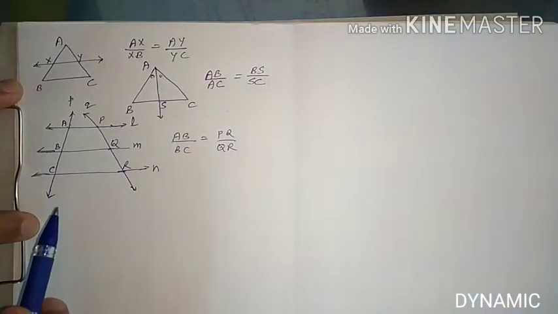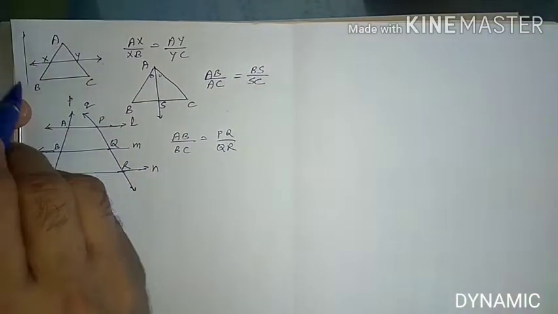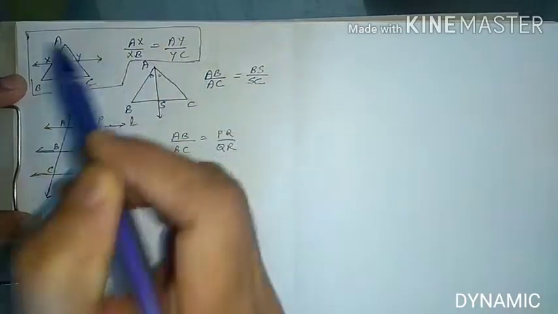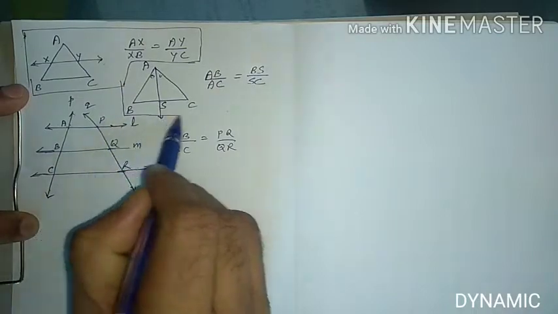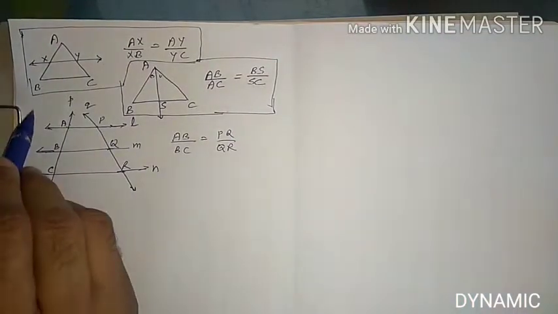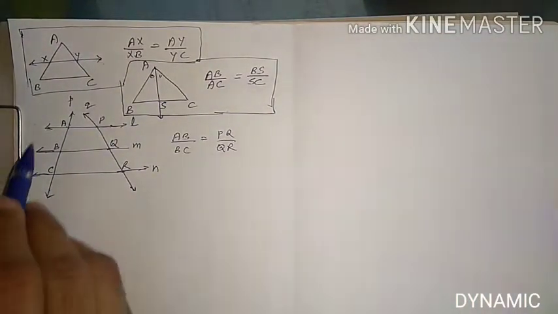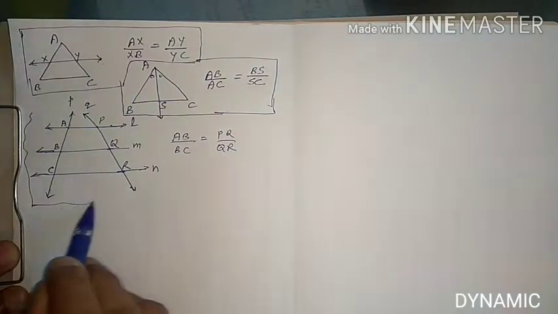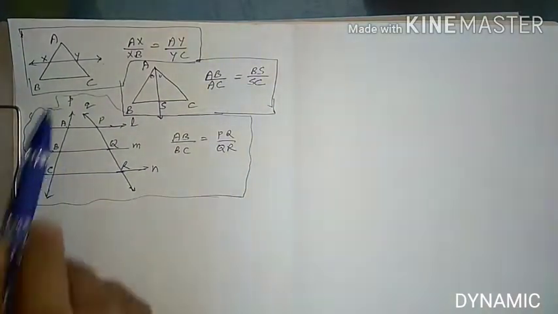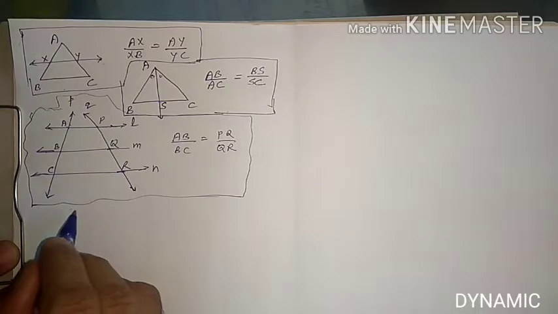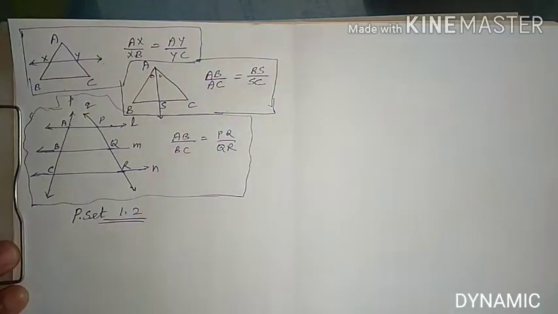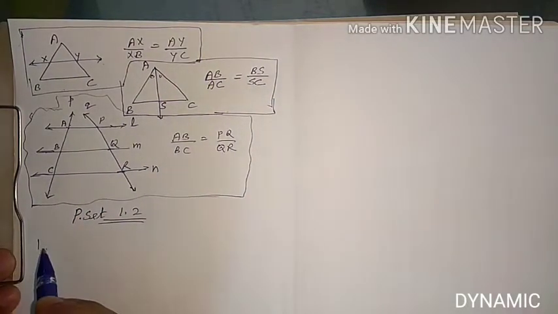These are the three points you have to remember. The first one is BPT. The second one is the angle bisector property. The third one is intercepts made by three parallel lines. These are the three points we have to use in practice set 1.2. Only these three points we have to remember. Okay. Here, question number one.